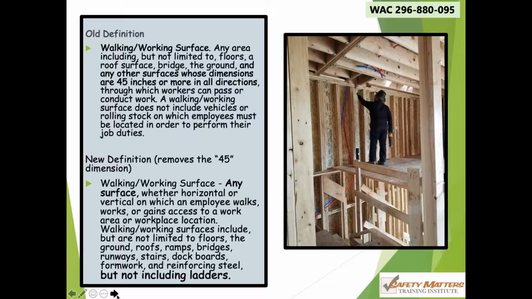When I sat in on a stakeholder meeting with LNI, they brought up working walking surface. And a working walking surface has always been defined as any area including, but not limited to, your floors, a roof surface, a bridge, the ground, any other surface whose dimensions are 45 inches or more in all directions. What do you do on a working walking surface? You can pass along it, you can conduct work on it. We always had this thing right here, a working walking surface does not include vehicles or rolling stock on which employees might be performing their task.